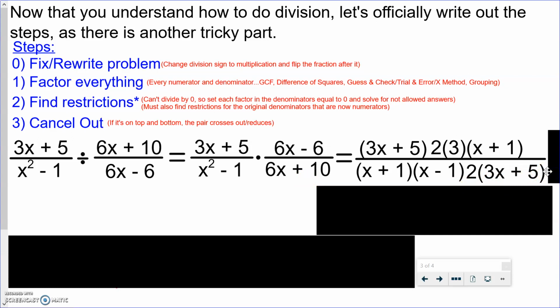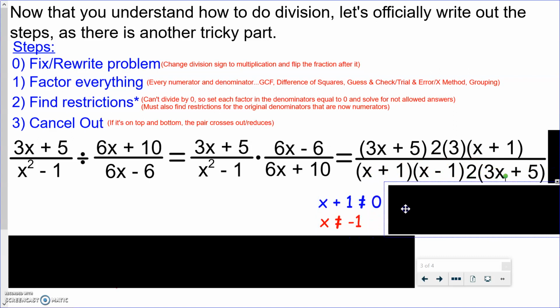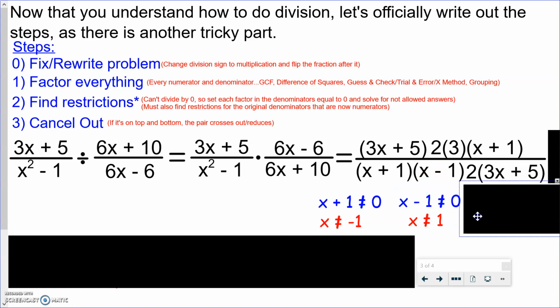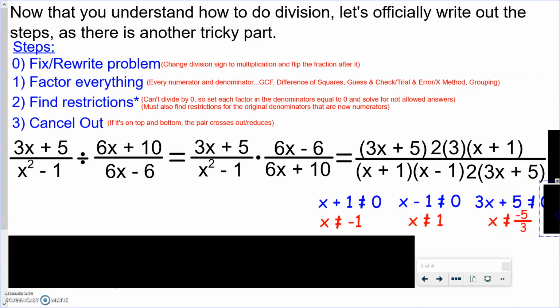Once you factor, you find the restrictions from the bottom. So this x plus 1 can't be 0. So there's that. I solve it. This x minus 1 cannot be 0. So there's that problem. I solve it. 2 is just a single number. Leave it alone. Ignore that. 3x plus 5. There's that problem. I solve it. But also I can check the thing on top.